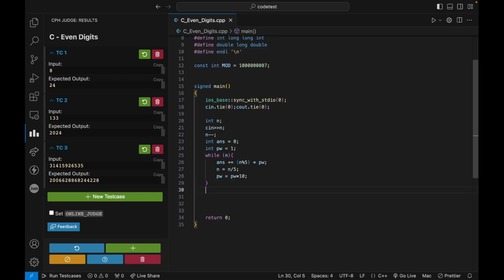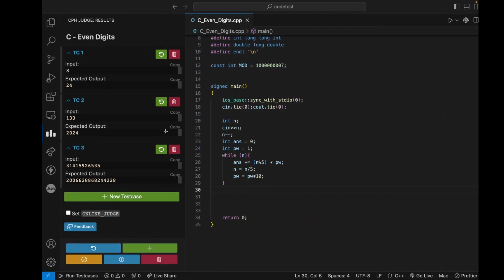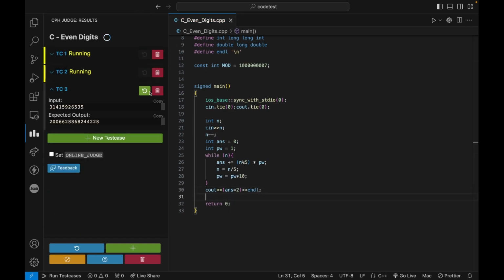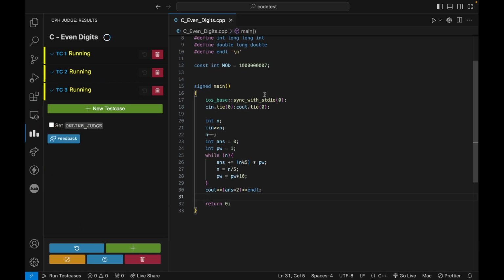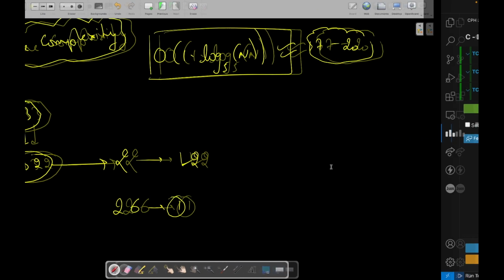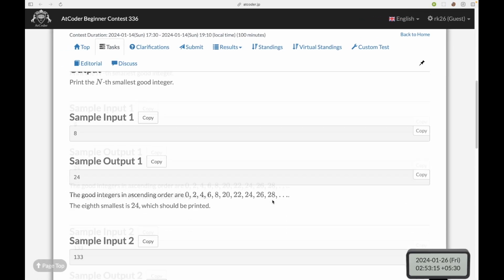Now in the end, I just have to multiply my answer by 2. So I can say cout answer times 2 and endl, right? Endl is not actually required here, but let's see. Now let's try to run this code and see if it is working. Okay, it passed, and now let's try to submit this code and check the status.